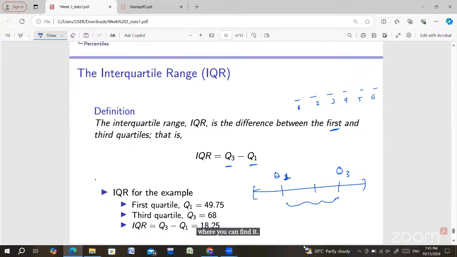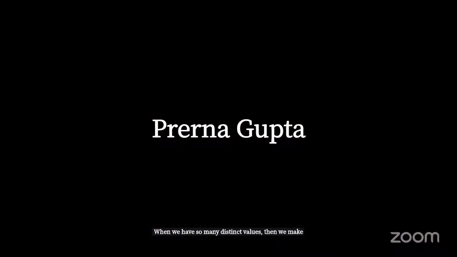Okay, so it's clear till now. In week number 3, we studied how we summarize numerical data. First of all, we studied how we make a frequency table when we have a small number of distinct values. Then we studied when we have continuous data, a continuous variable with so many distinct values. Then we make class intervals, right?